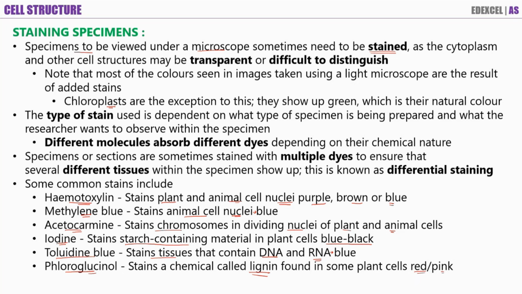Now, when we use these stains, for some tissues or specimens we may have to use just a single stain. With just one stain, we can do everything. But in some cases, we may need to use multiple stains. That is called differential staining. When we are using multiple stains or dyes in a single specimen, that is called differential staining. Now, the more important thing for you is to remember the examples over here.